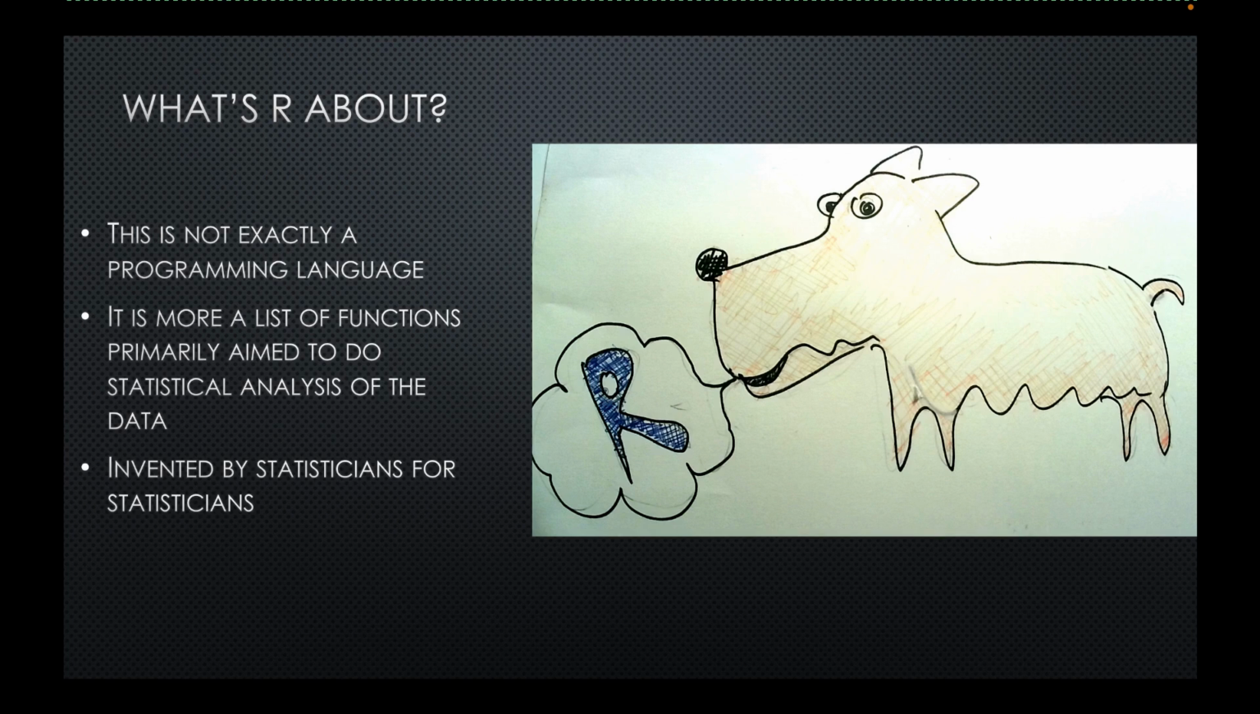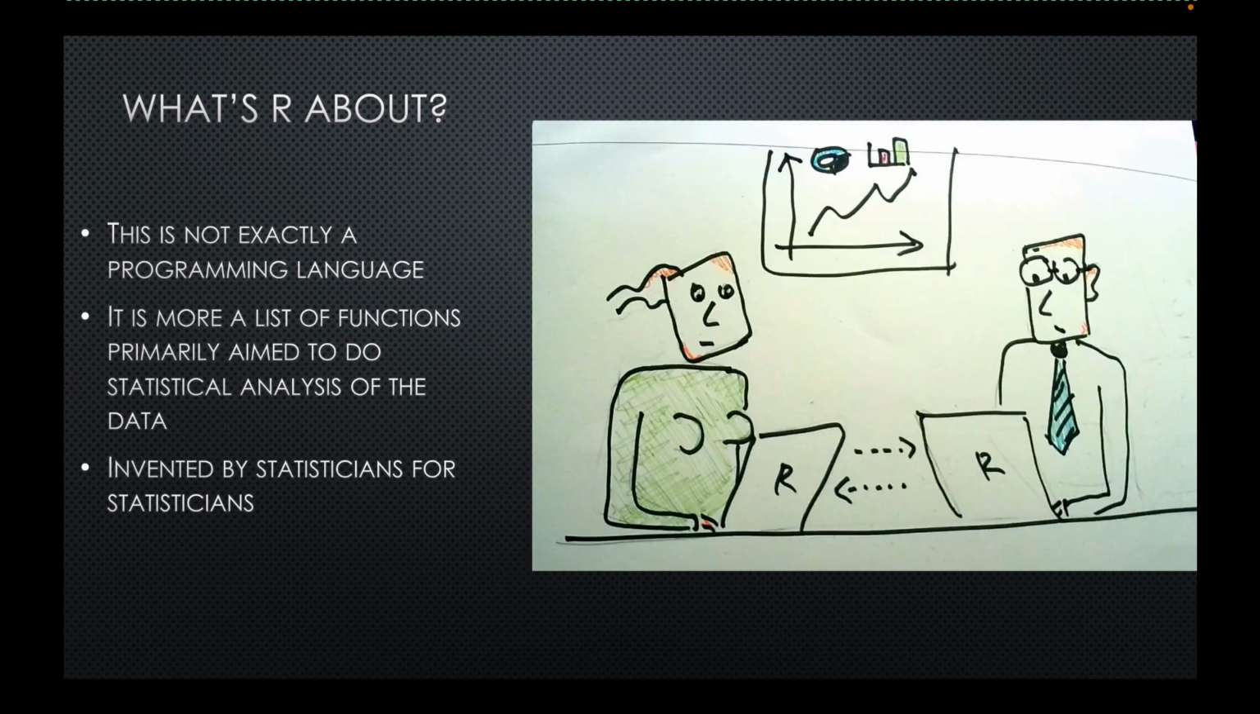What is R? It sounds like a dog barking, but it is actually a programming language invented by statisticians for statisticians long ago in the 90s. And it's not even a programming language, strictly speaking. It's more a big collection of functions dedicated to analysis of data and visualization.